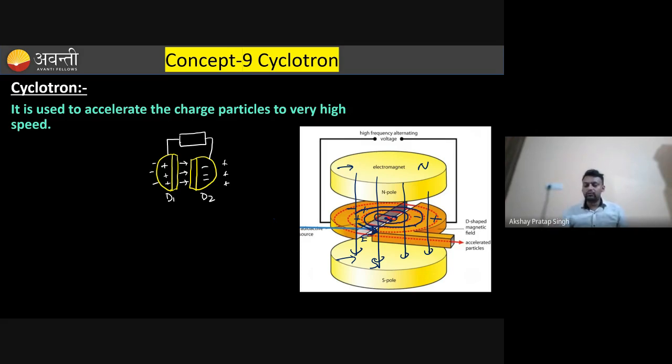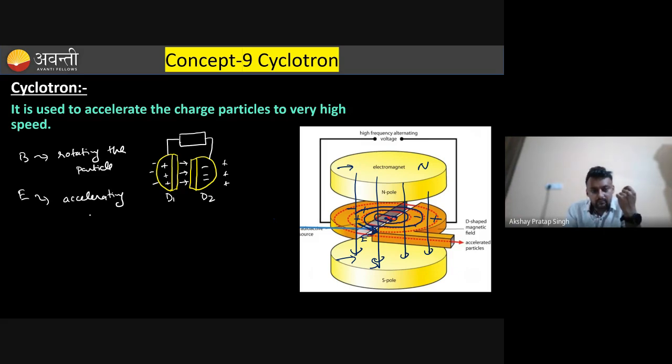So what's happening? There are two fields. One is electric, one is magnetic. Now listen to me. What is the conclusion that I can infer here? What are the two fields? One is the magnetic field, one is the electric field. What is the magnetic field doing? It is just rotating the particle, nothing else. What is the electric field doing? It is accelerating the particle.